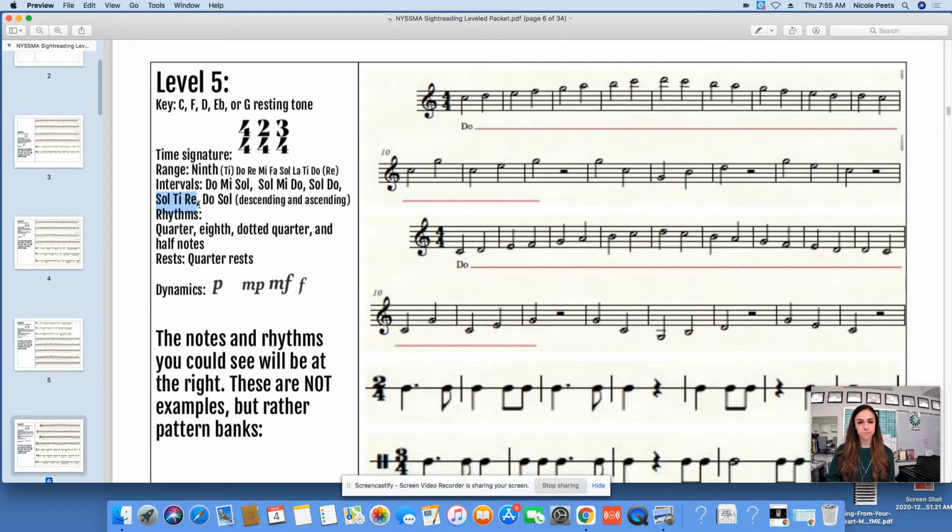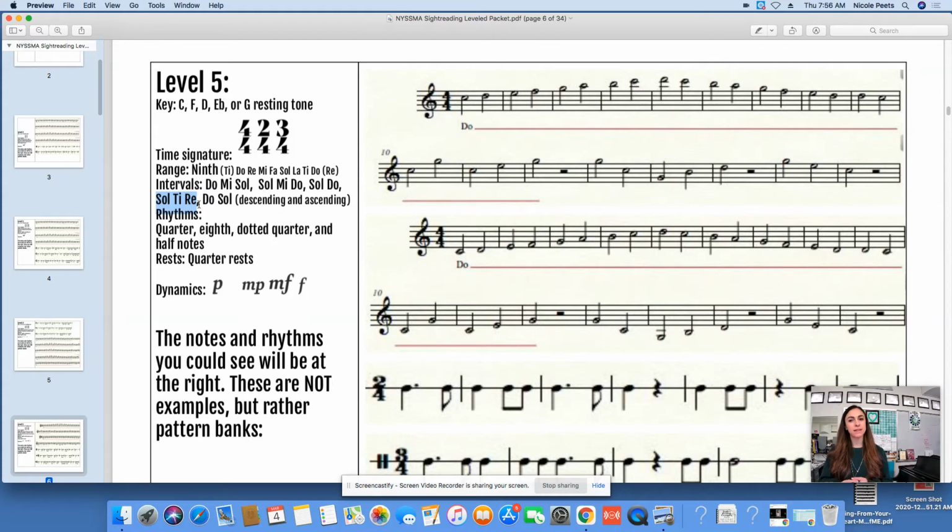Try it. Re, ti, sol. Sol, ti. Ti, re. You would see any of those patterns within a level 5 sight reading. You might also see them up the octave. So sing do. Do is right here. Now let's find high sol. Sing high sol. Do, re, mi, fa. Sol is right here. Okay, repeat after me. Sol, ti, re. Sol, ti. Ti, re.